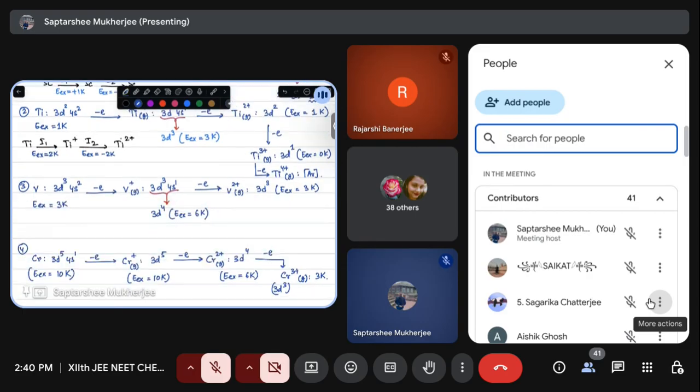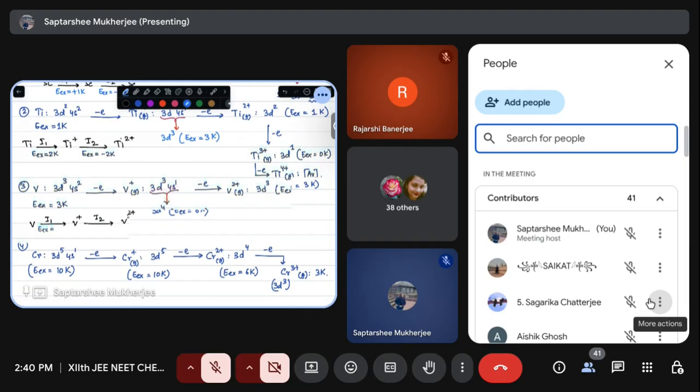Then again in terms of vanadium, if I go for it, vanadium to vanadium plus 2, first ionization energy, second ionization energy. During first ionization energy, am I gaining exchange energy? If yes, then how much?